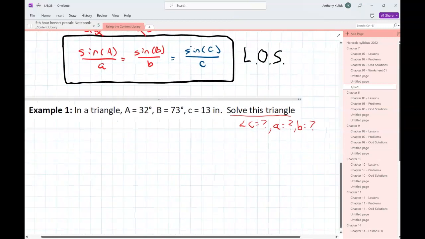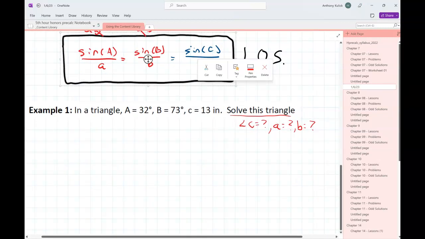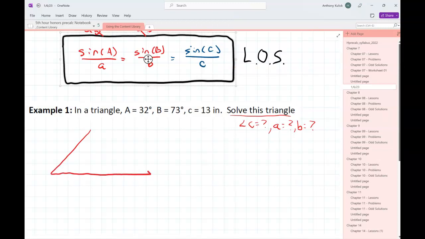All right. I would start by drawing myself a picture here. And when I draw myself a picture, I never worry about the scale. I'm not really worried about whether the 32-degree angle in the picture looks bigger than the 73-degree angle. I don't really care. It's just for my own peace of mind.